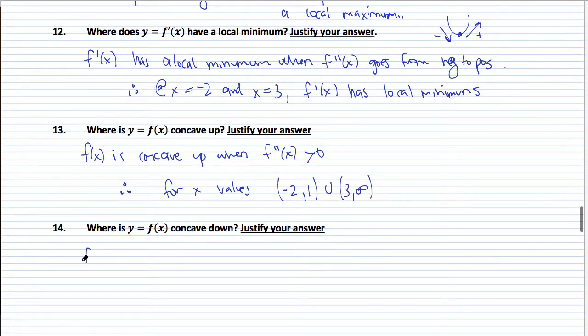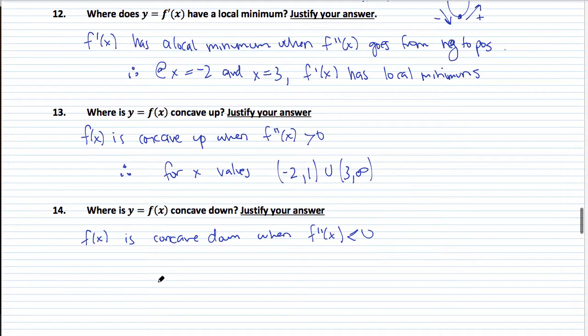And it's concave down when f double prime of x is negative. So that's for all other values, not including those zeros. So we're going to be concave down for x values from negative infinity to negative 2, and from 1 to 3. So again, this is just talking about how one derivative is related to another or to an original function.